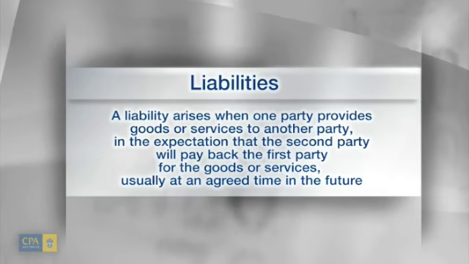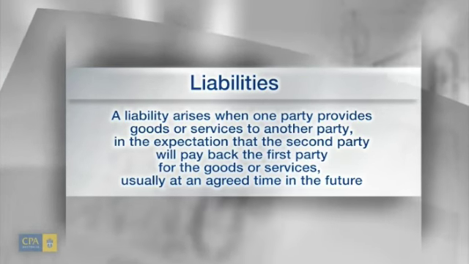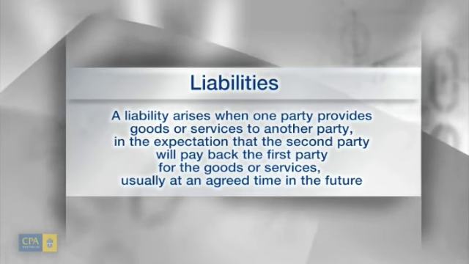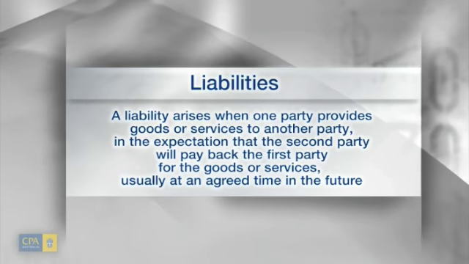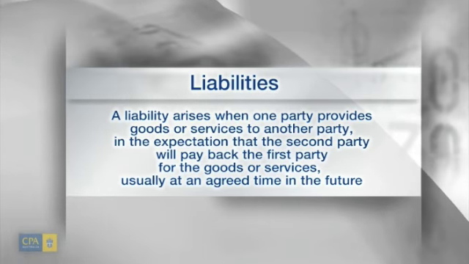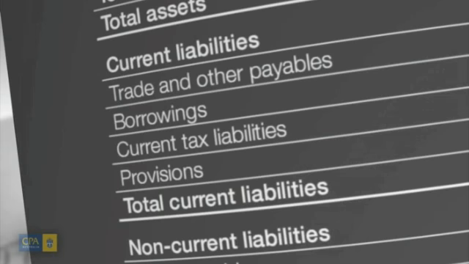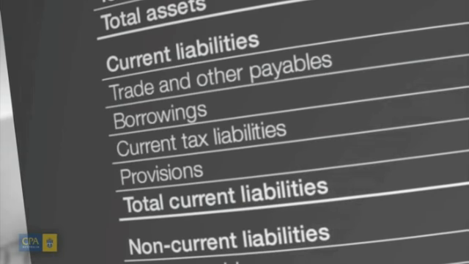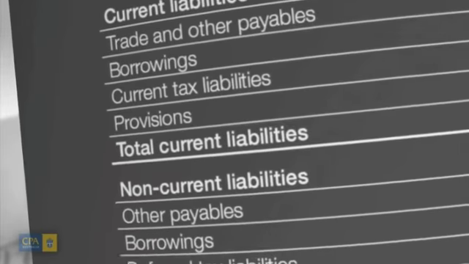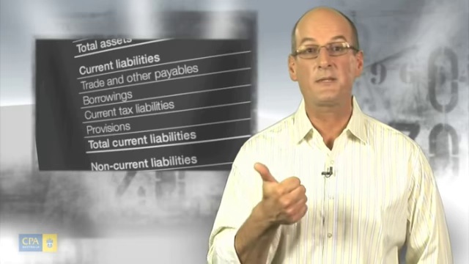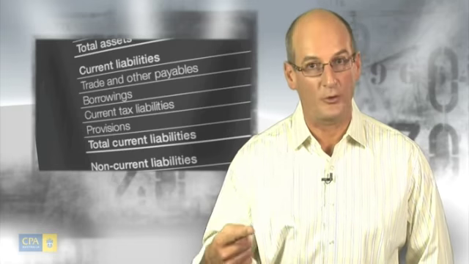Now let's take a look at the concept of liabilities. A liability arises when one party provides goods or services to another party in the expectation the second party will pay back the first party for the goods or services, usually at an agreed time in the future. Similar to the concept of assets, a balance sheet will include current and non-current liabilities. A current liability is expected to be repaid within 12 months.